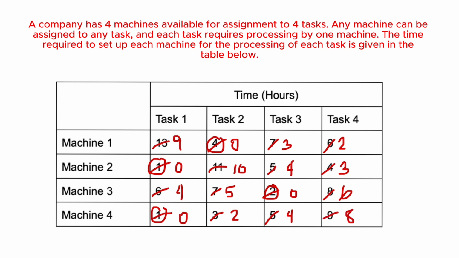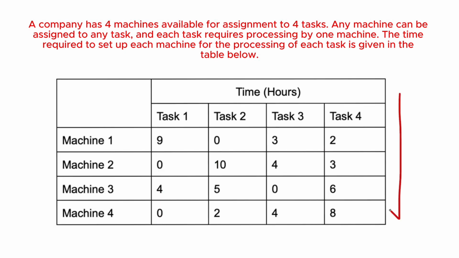So now using these new values, we will be making table number 2. For this table, we will also be subtracting the smallest number, but instead of rows, we will be doing it per column. As you can see, the smallest number in the columns task 1, task 2, and task 3 is 0. So when we subtract that from every other number in that column, the values will remain the same. For the column task 4, since 2 is the smallest number, we will be subtracting this from every other number in that column.